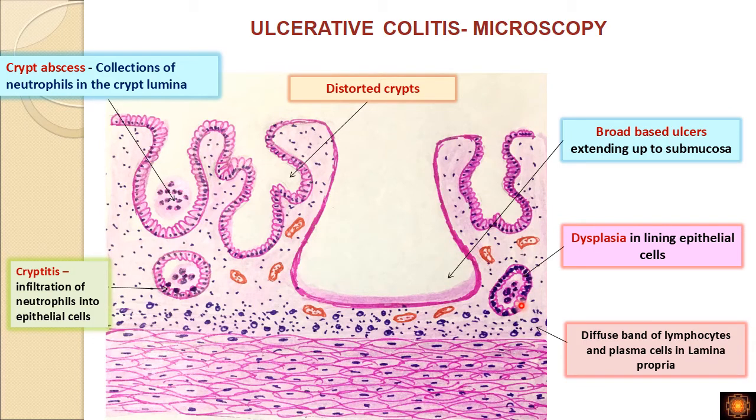Another important feature is we have a band of lymphocytes and plasma cells in the lamina propria. This is a feature of inflammatory bowel disease. So these are the features we'll be seeing microscopically: distorted crypt architecture, crypt abscess, cryptitis, ulcers and dysplasia. Along with that, we have a band of lymphocytes and plasma cells.